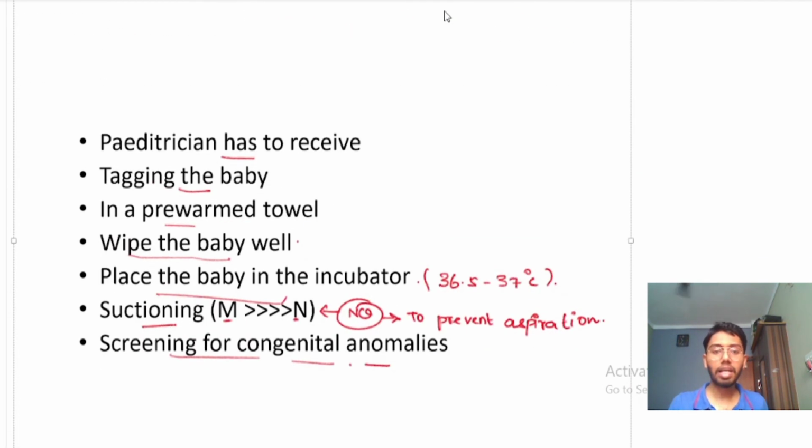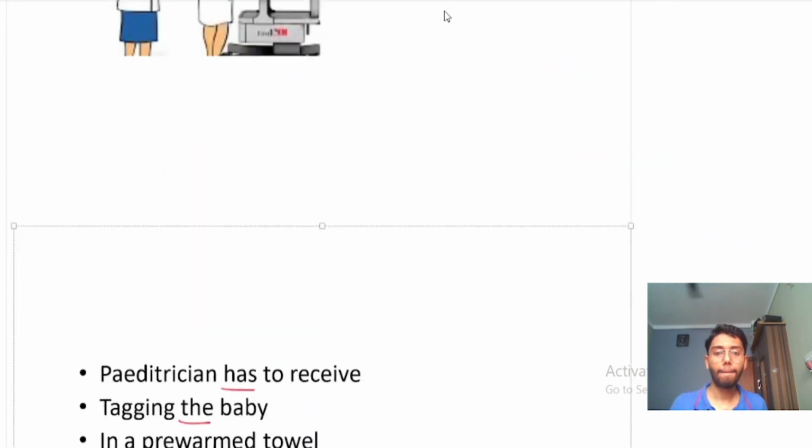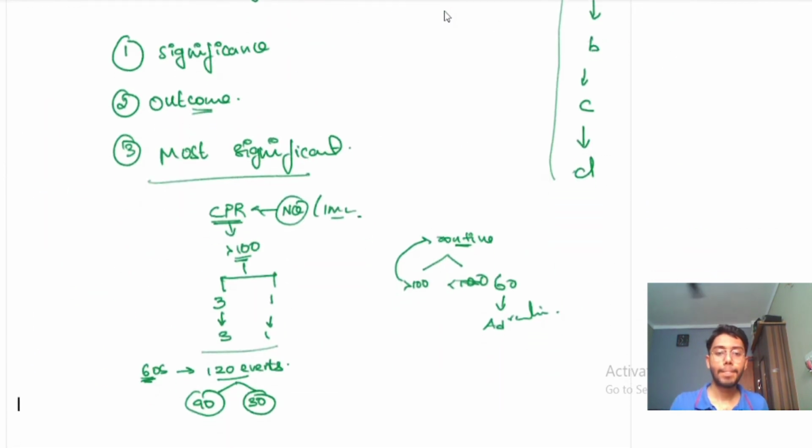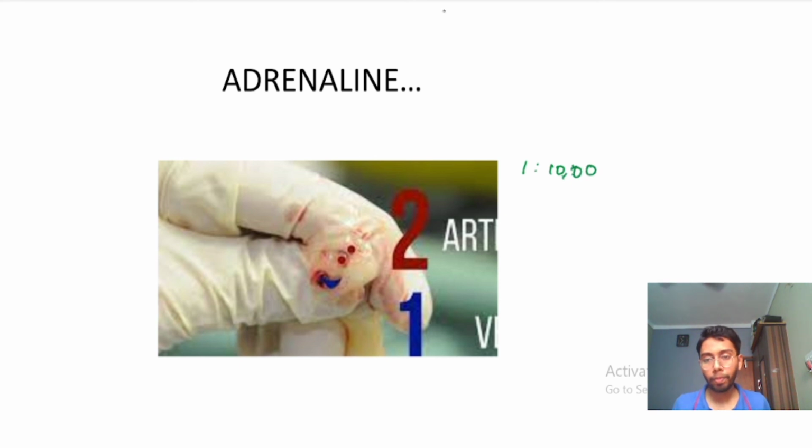This is how we give adrenaline. We look at the arteries in the umbilical cord. The adrenaline dose for pediatrics is 1:10,000, and we give 0.1 mL per kg. Adrenaline is the last step. This is all we can do.